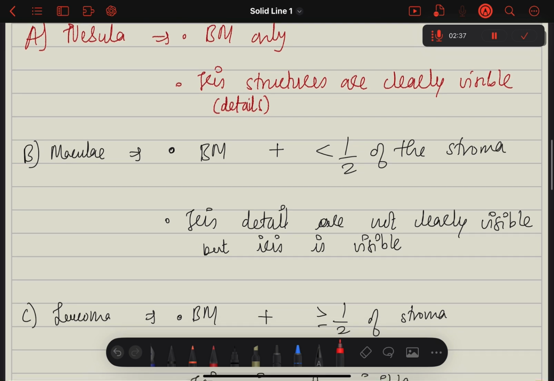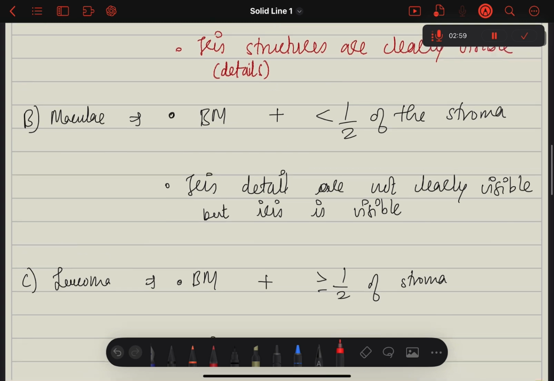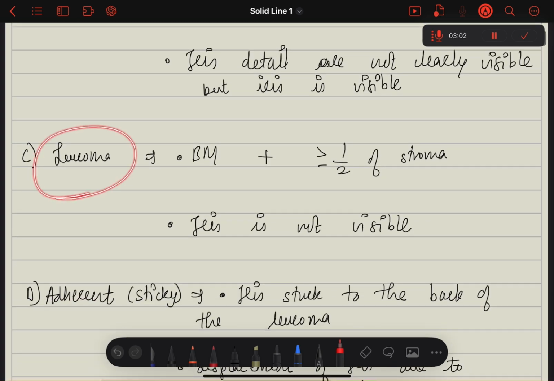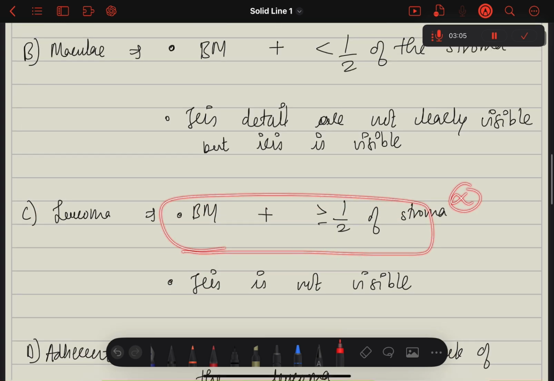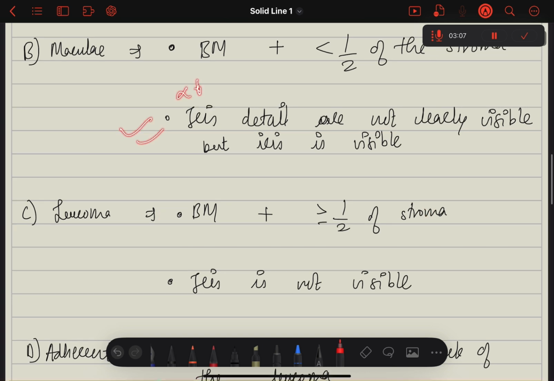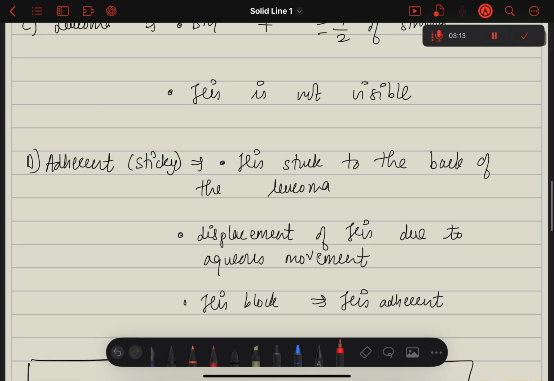Next, the medical one, macula: iris details are not clearly visible. So when we see the eye from the anterior side, we will not see the details of it, these details will not be seen. When we see leucoma, iris is visible but no details. You got it?